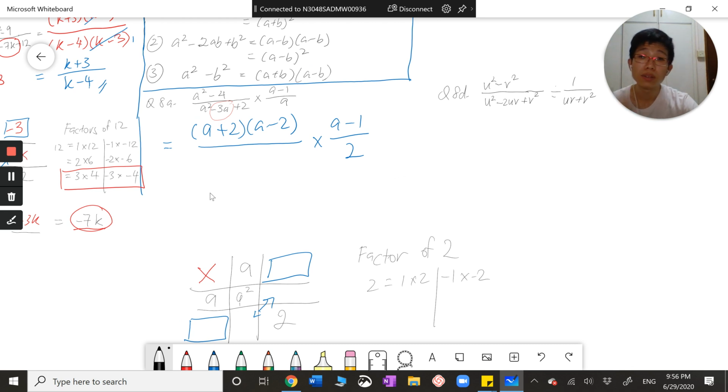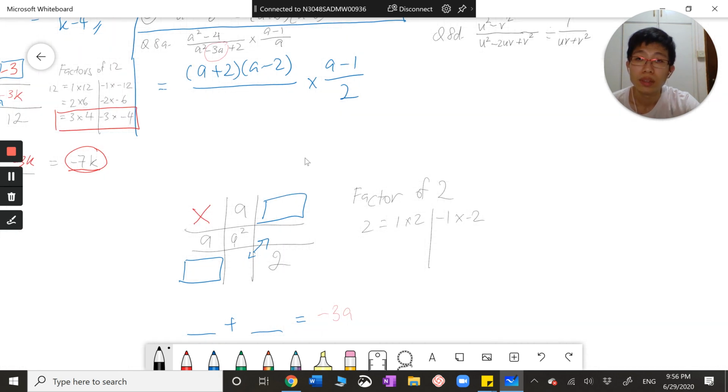Okay, so to factorize this quadratic expression, I will write down the term a squared in the top box, the middle term in the middle box, and the number at the bottom right corner. And in order to know which pair of factors is the correct pair, I need to ensure that when I add up these two boxes here, it will give me negative 3a. So now, there's only two options for us to choose. So which one is the right choice for us to choose?